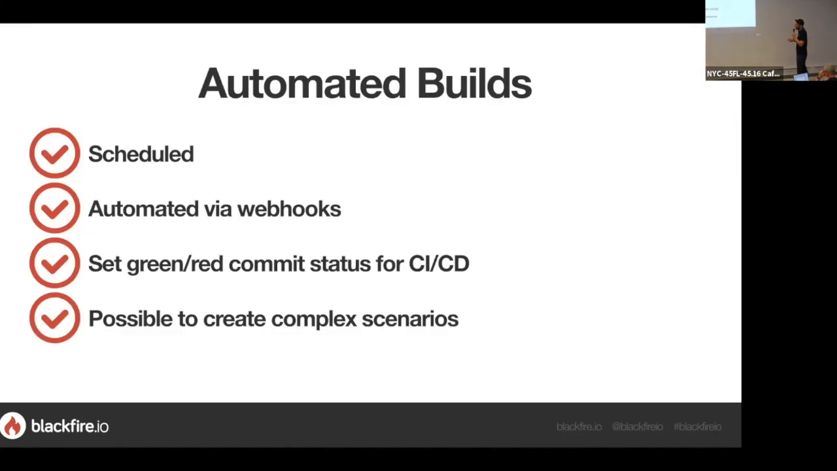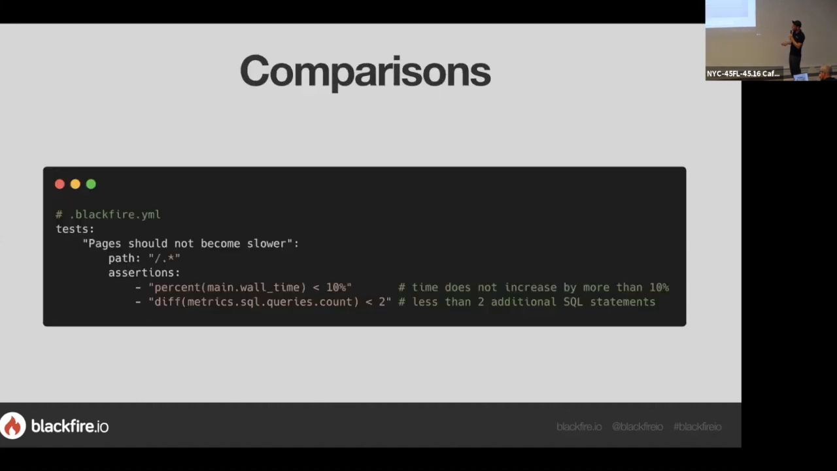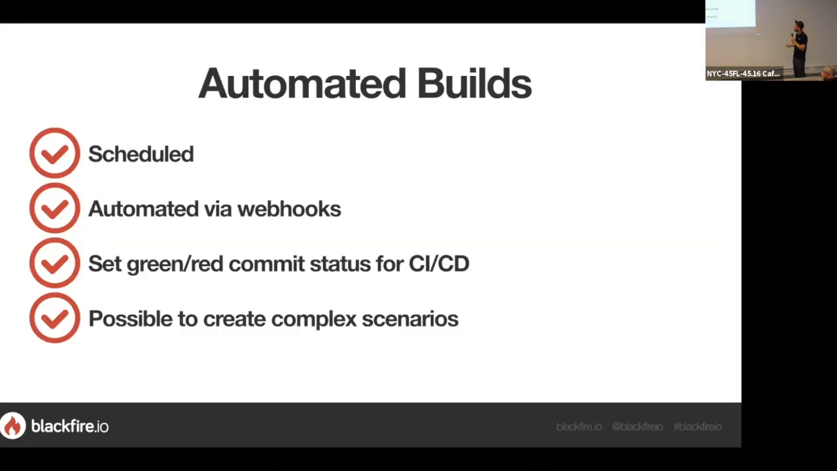So basically, with this simple rule here, meaning on all the pages, I don't want any huge change. You have a simple way to detect performance regression on your application. So our builds are scheduled, or you can integrate and automate it with webhooks. This sets a commit status on your GitLab or GitHub repository.